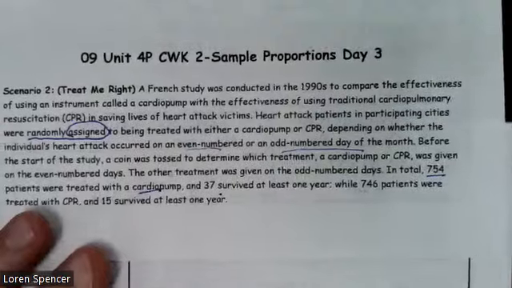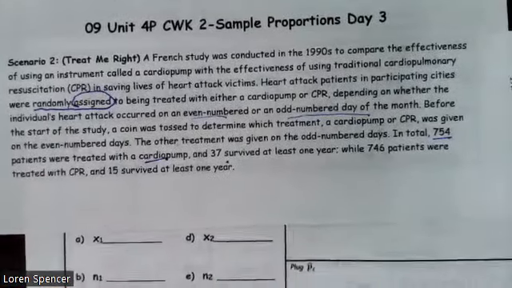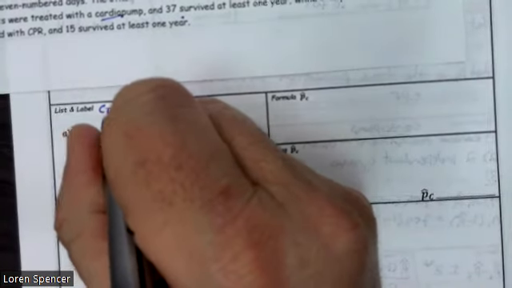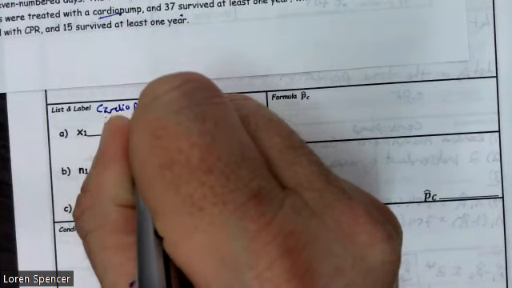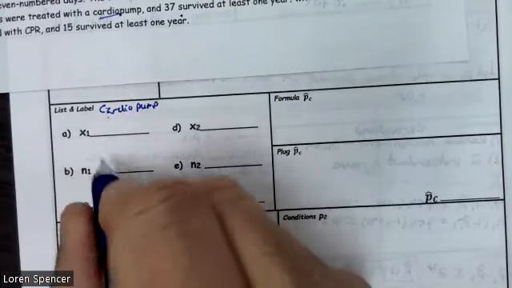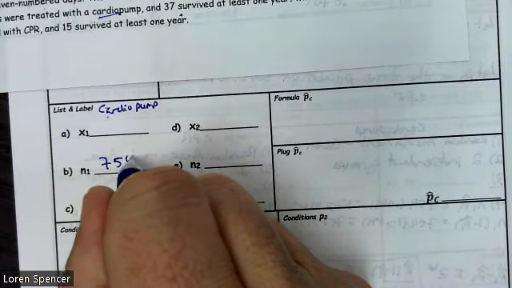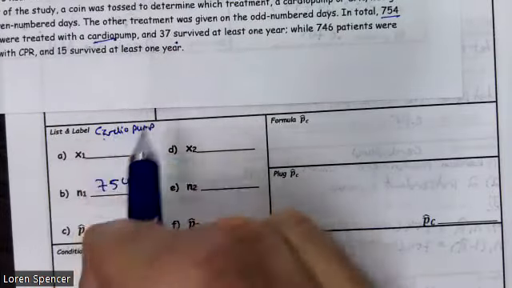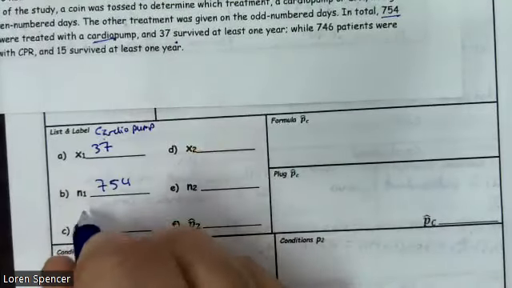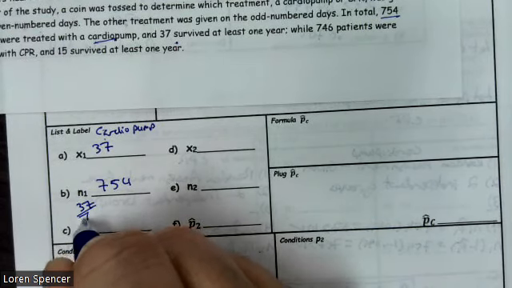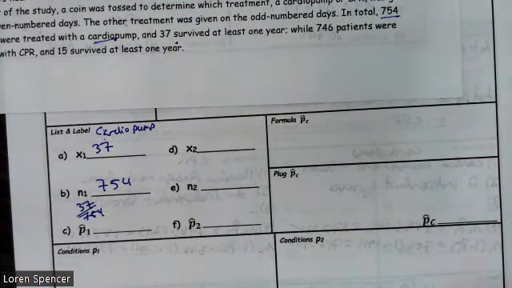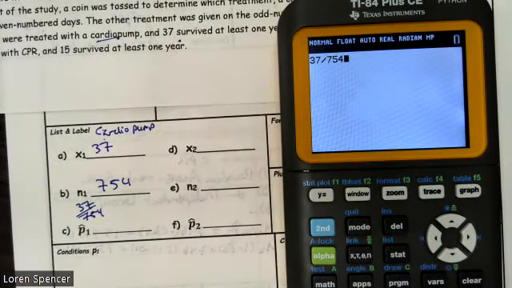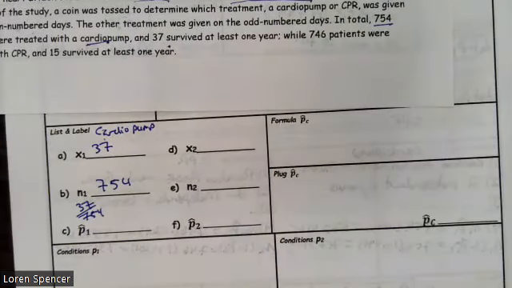All right, so we can start filling some stuff out. If we say this is our cardio pump, we know that we had a sample size of 754, and we know that 37 survived. So 37 out of 754. Let's divide that out real quickly. So 37 divided by 754 equals 0.049.